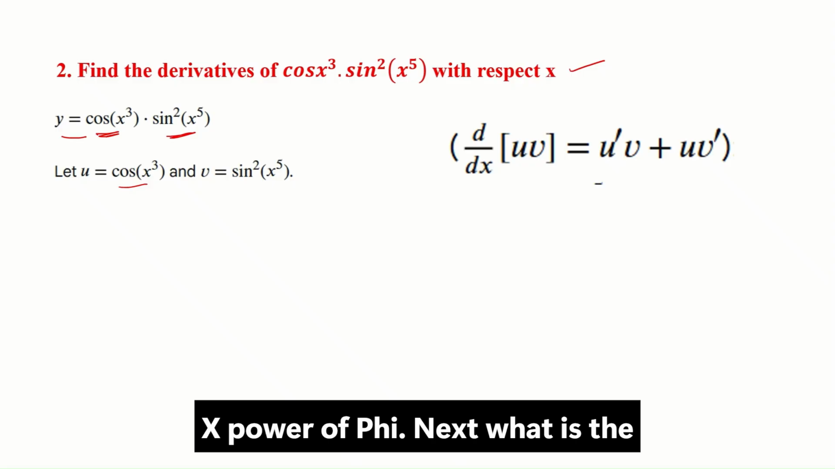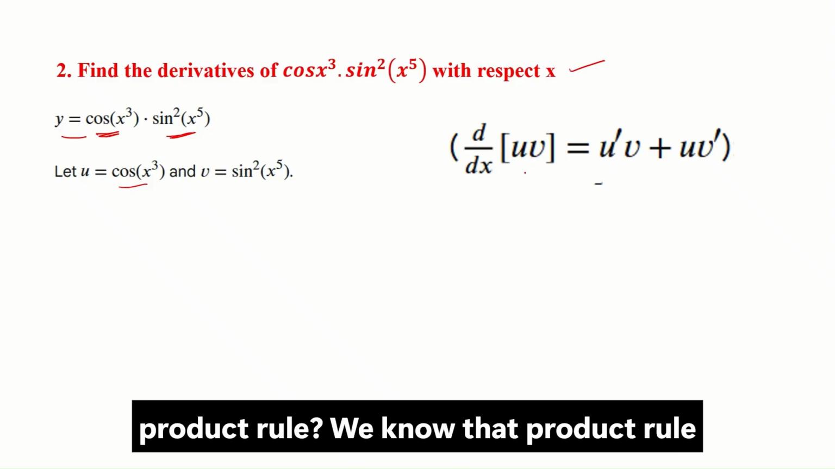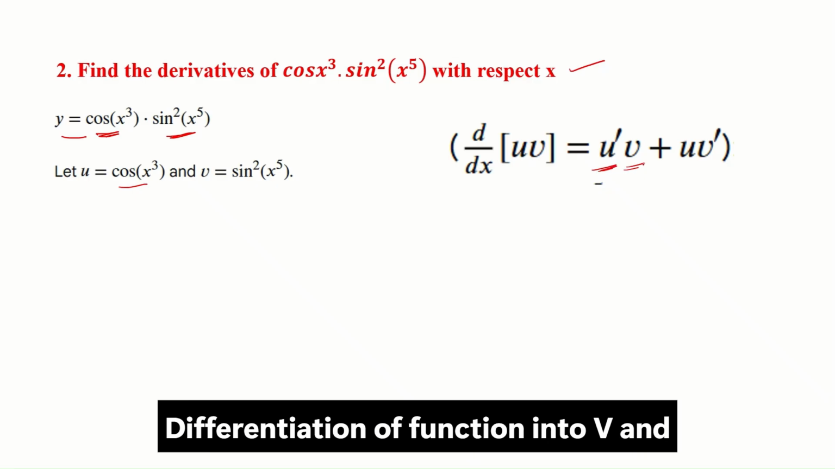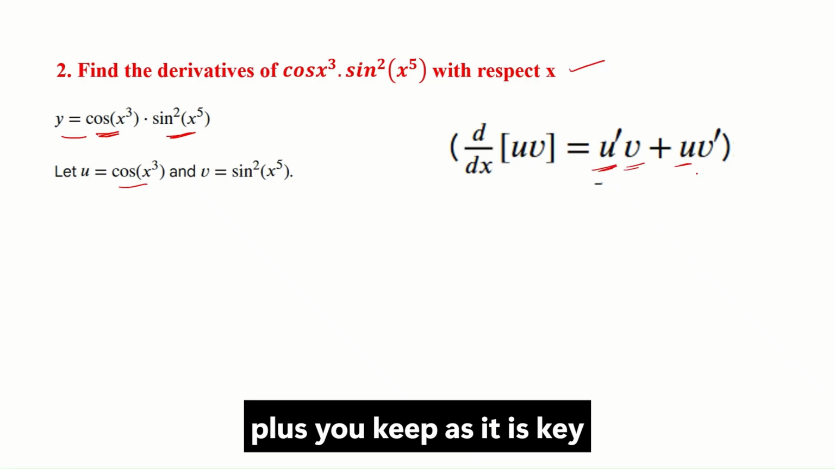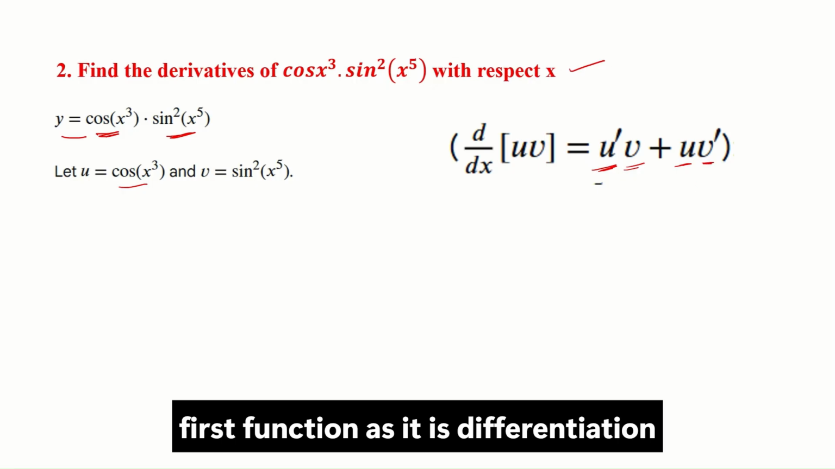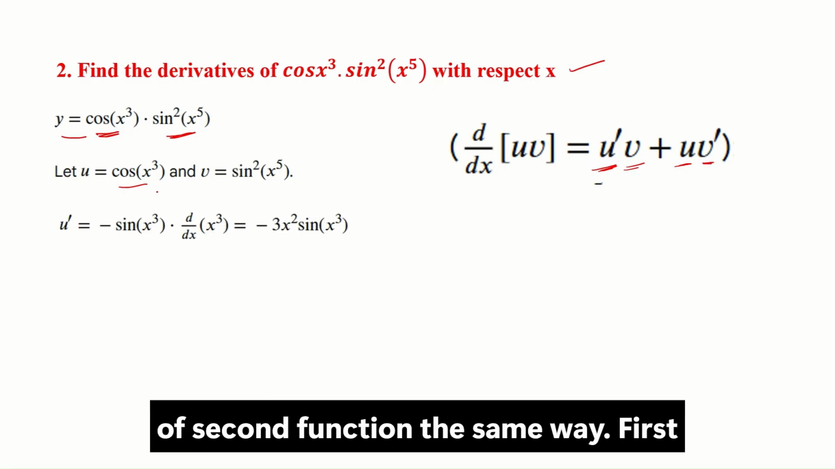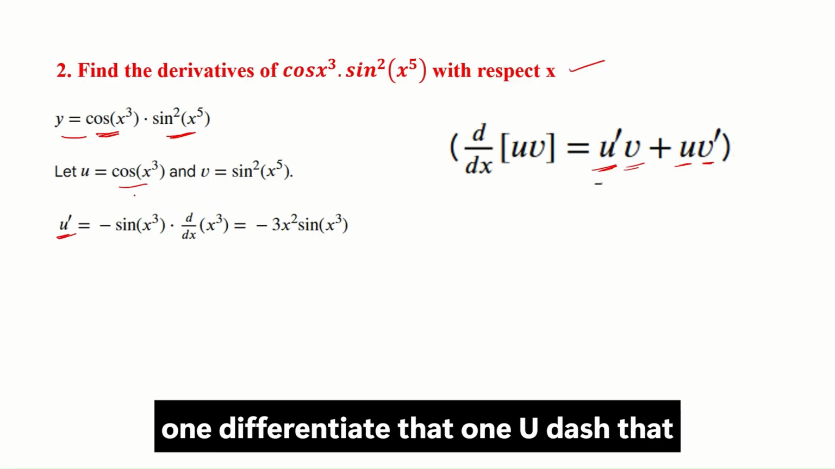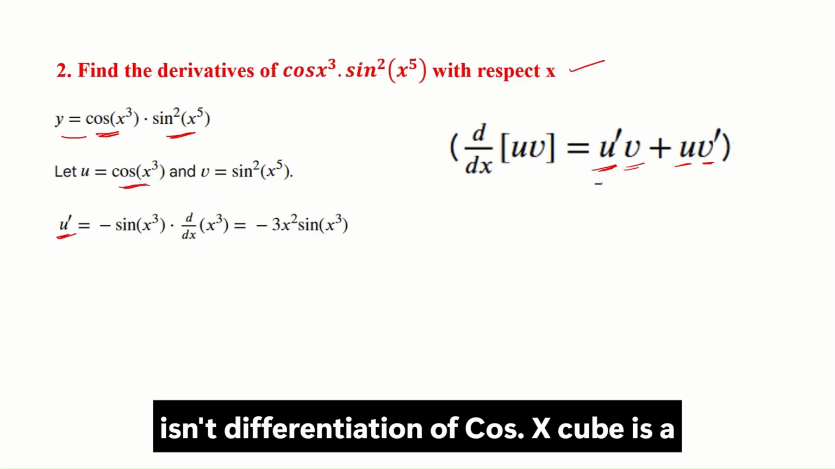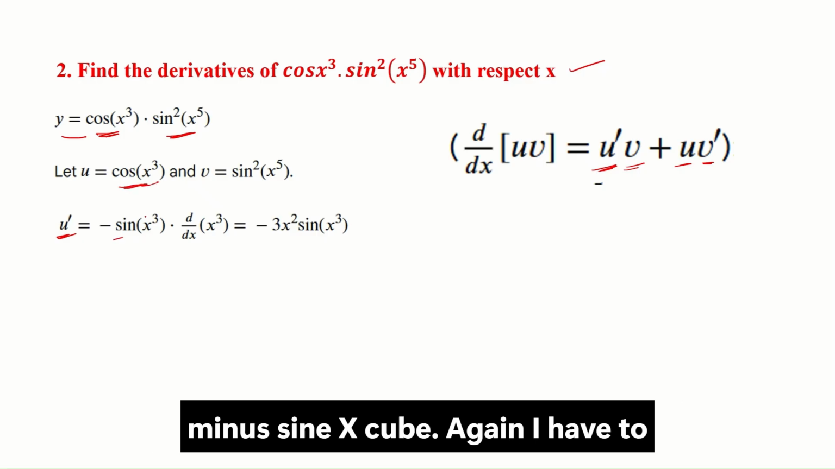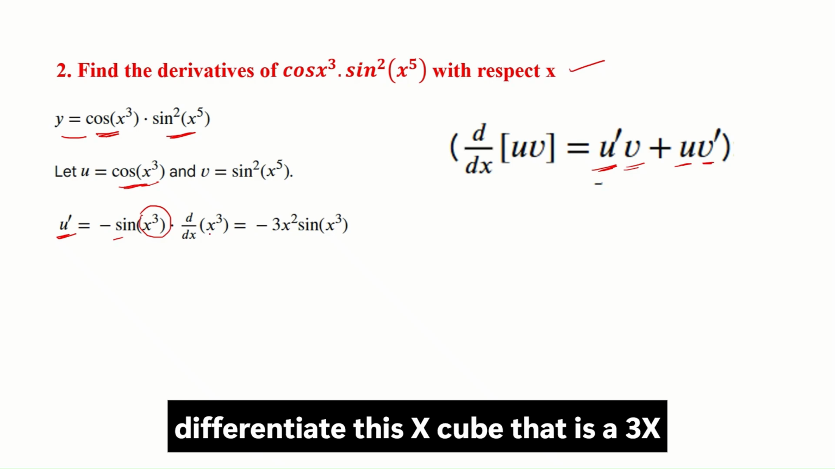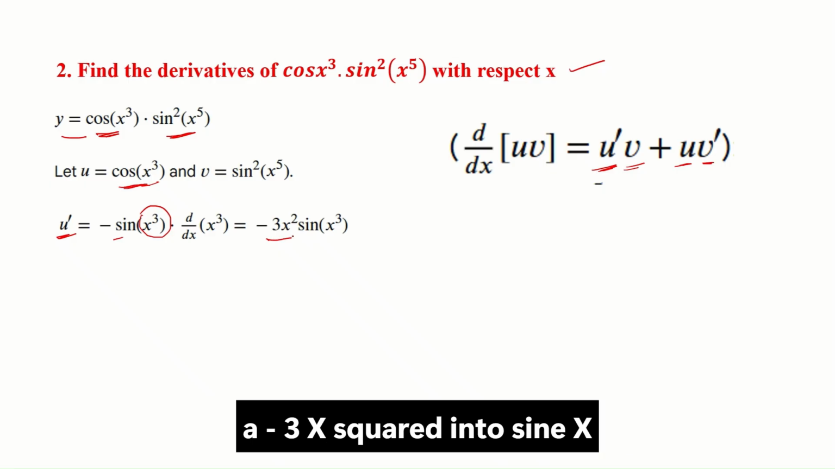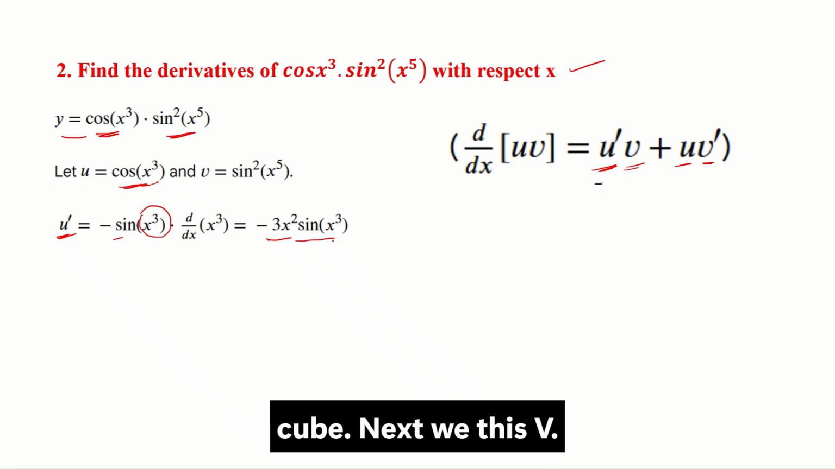Next, what is the product rule? We know that for the product u into v, it is u dash into v, the differentiation of the first function into v, plus u as it is, keeping the first function as it is, into the differentiation of the second function. In the same way, first I take u as this one and differentiate it to get u dash. The differentiation of cos x cube is minus sin x cube. Again I have to differentiate this x cube, that is 3x square. Okay, now finally that is minus 3x square into sin x cube.